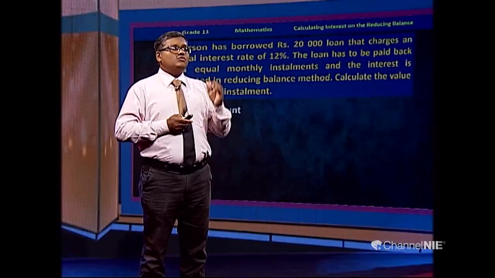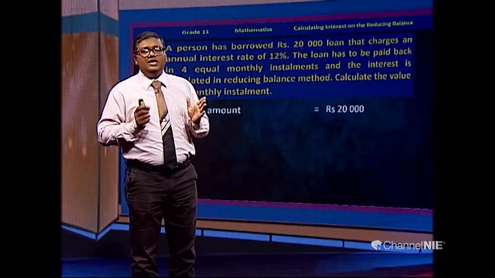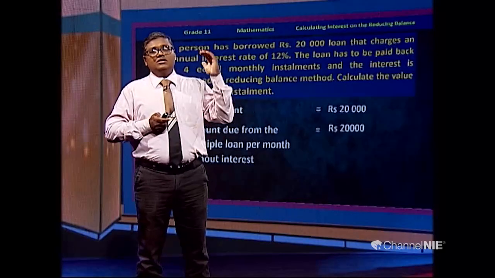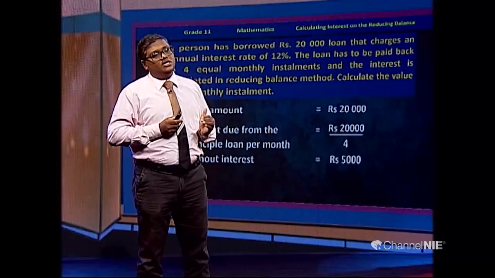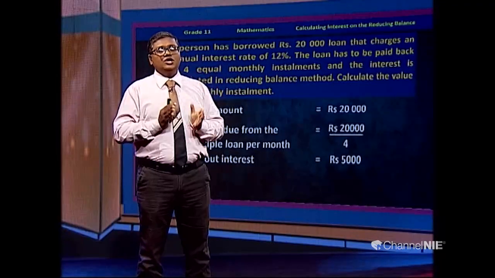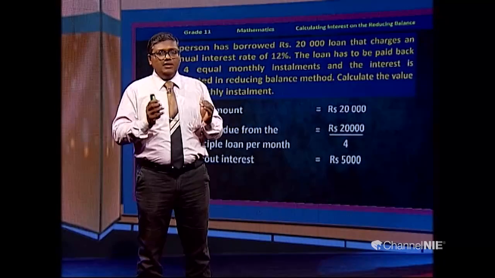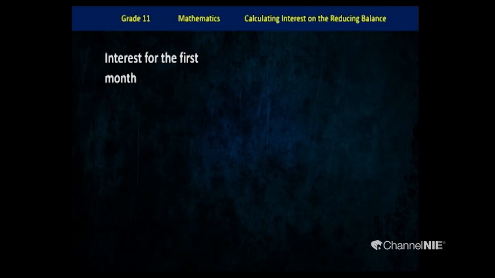Now let's see. We will consider the loan first. The loan is 20,000. Then for this 20,000 loan, you are given 4 months to pay. That means when 20,000 is divided by 4 per month, from the loan amount you have to pay only 5,000 per month. Then let's calculate interest. Now it is calculated on a monthly basis.